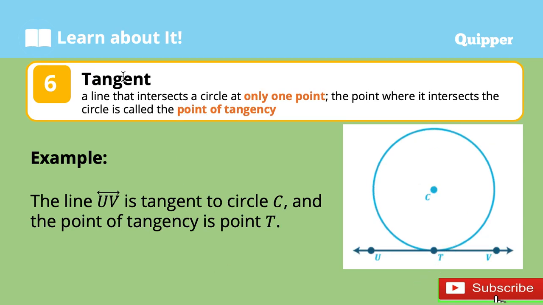Next, we have tangent line. It is a line that intersects a circle at exactly 1 point. And the point where it intersects the circle is called the point of tangency. For example, the line UV is tangent to circle C, and the point of tangency is point T. This is a tangent line because it intersects the circle at exactly 1 point only.